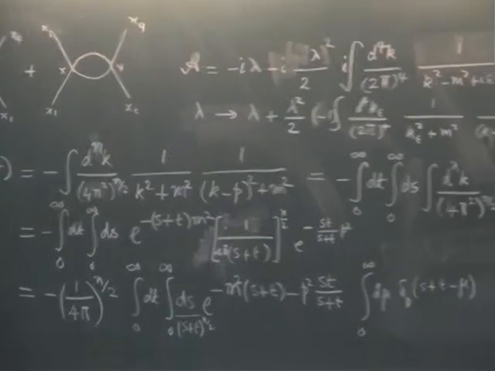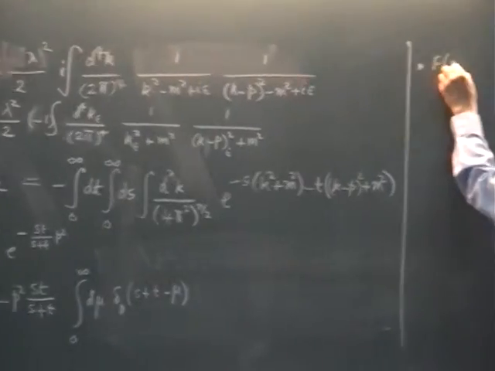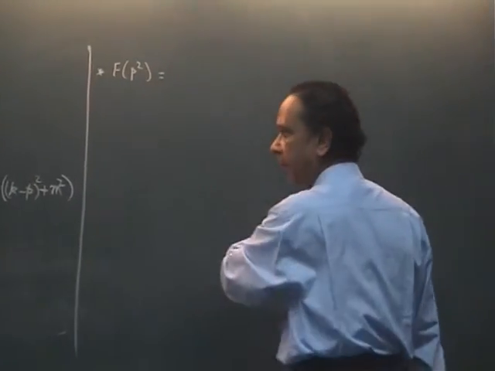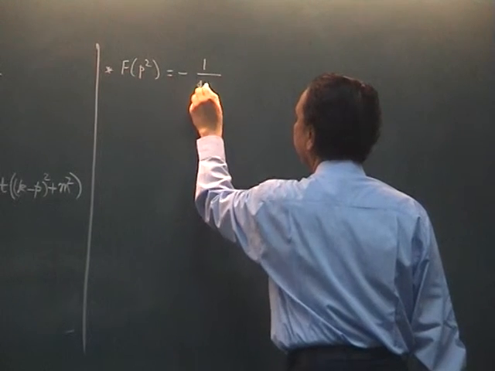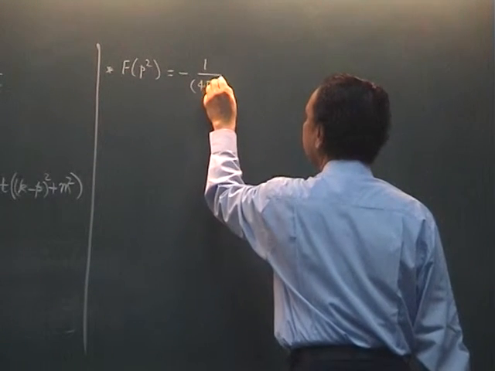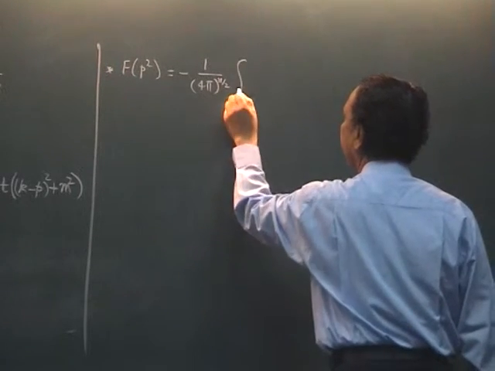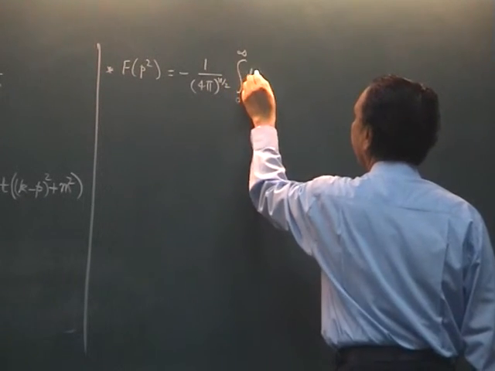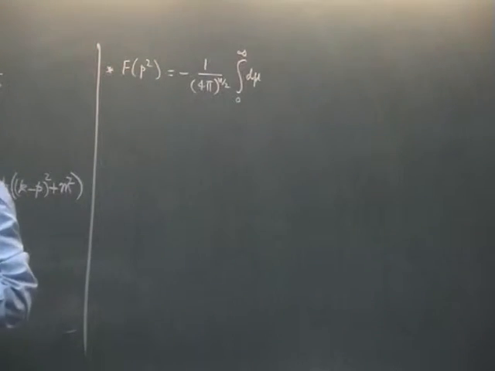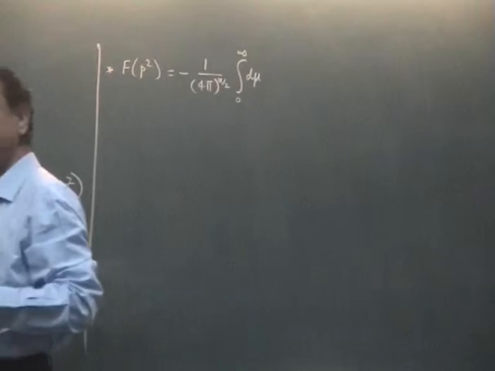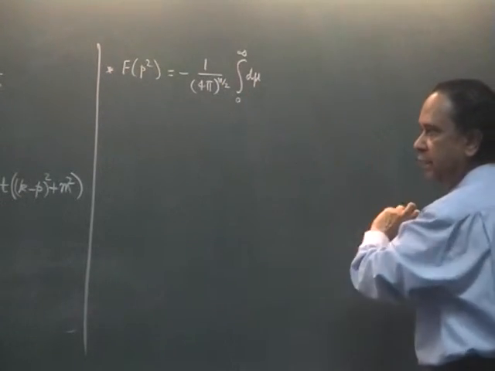So what you will get is that your f of p square will be equal to minus 1 upon 4 pi to the n by 2. Let me take my mu integration out. Integral 0 to infinity d mu. Incidentally, it is 0 to infinity because we know s and t are positive. So s plus t is positive, and I only need the positive range for doing the integral. So mu is taken out.